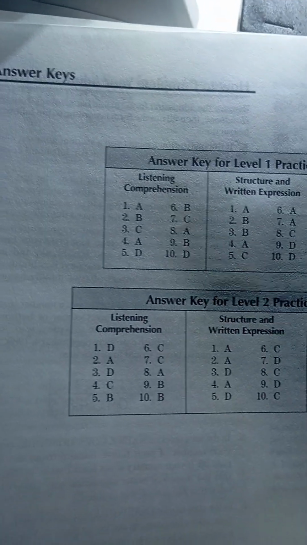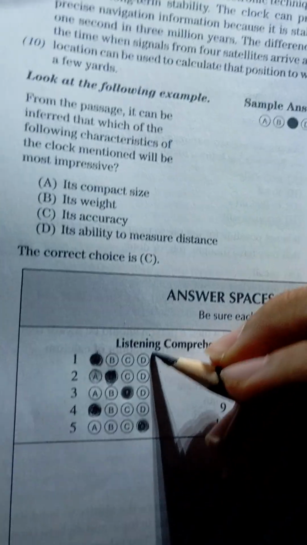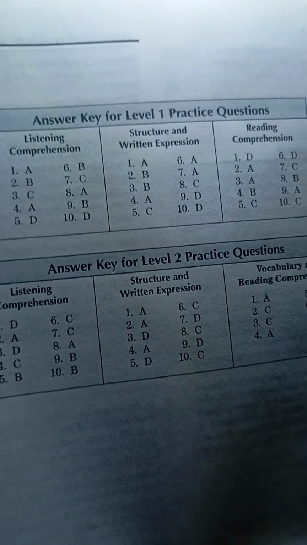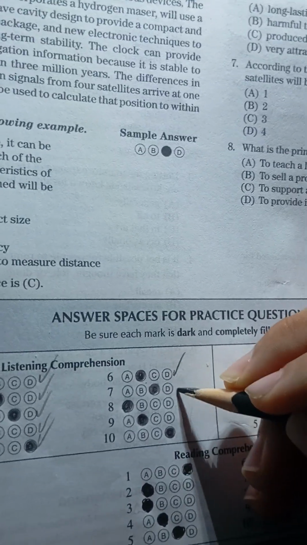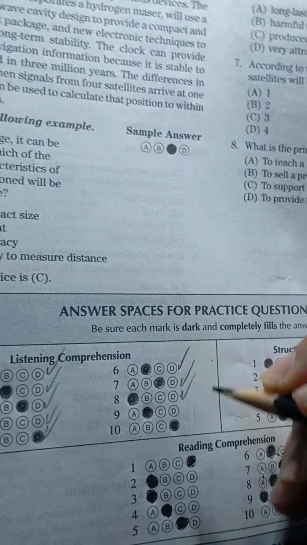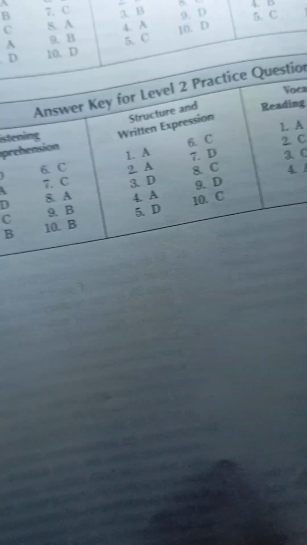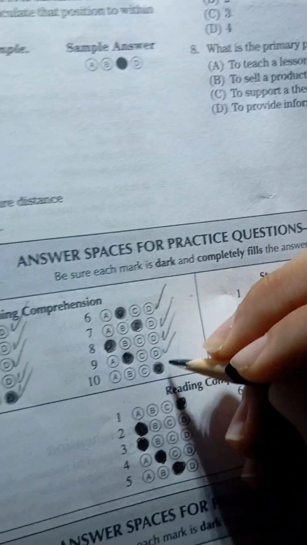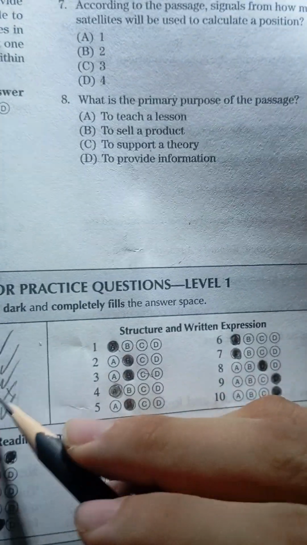A, B, C, A, D. A, B, C, I don't remember. A, D. The first ones were fine. B, C, A, B, D. B, C, A, B, D, right? Wow, we're doing great on this one. Listening comprehension. Oh wow, actually, that one was wrong. I think that's that one.